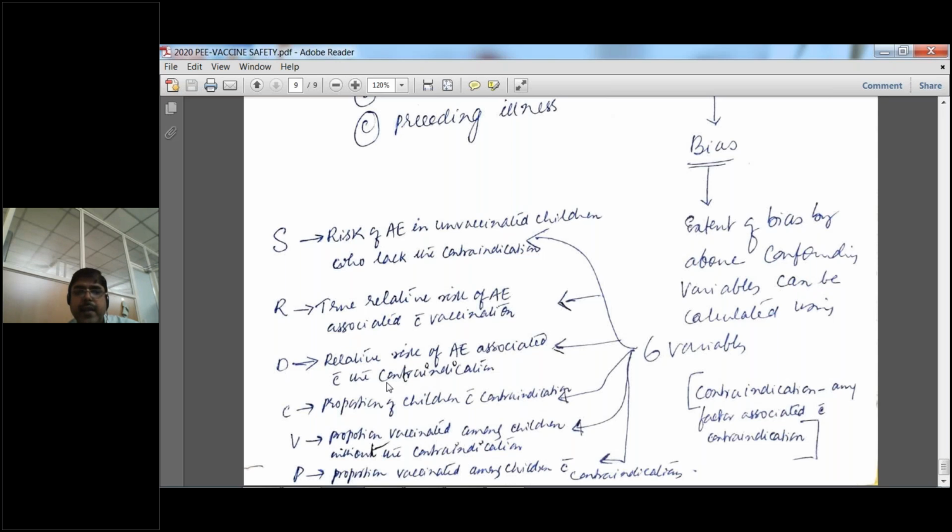Next one is the relative risk of adverse event associated with contraindication. Just because the contraindication is there and you have given the vaccine, adverse effects may be produced. So you need to take this factor into consideration while doing the study. See, the more exclusion and clear inclusion criteria you have, your study becomes very strong. But if it is reversed, the study becomes weak. Now you can see here the population of children with contraindication. Here children without contraindication, but here with contraindication. Vaccines can produce adverse consequences.